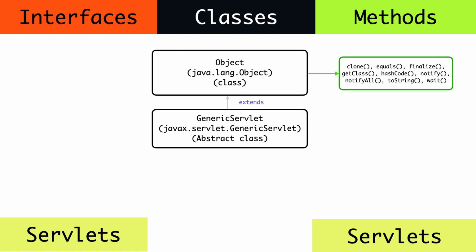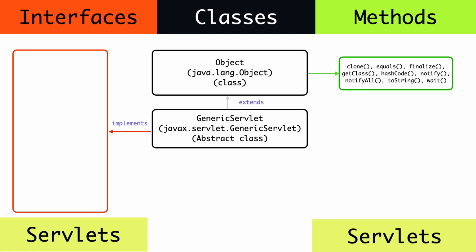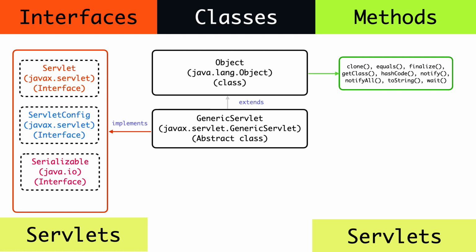But since it's an abstract class, as I said, towards the end we will be clearly discussing the differences between an abstract class and an interface. But to summarize, abstract classes and interfaces cannot be instantiated, and they are basically used for abstraction by having abstract methods. There are a few differences between abstract classes and interfaces that are discussed in more detail towards the end of this video. So GenericServlet is an abstract class which extends the Object class, and it implements three interfaces. The first is the Servlet interface, the second is ServletConfig, and the third is the Serializable interface.